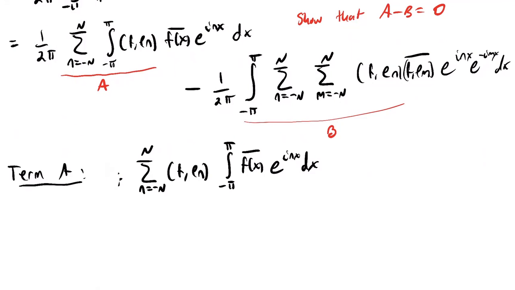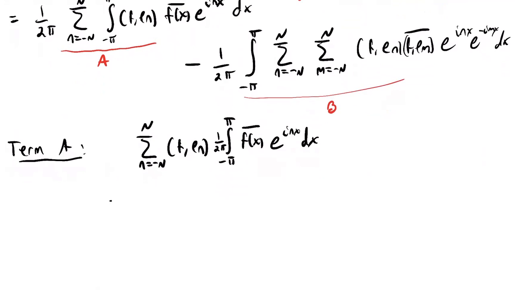Let me bring in the 1 over 2 pi. Now what I have here looks a lot like an inner product, except the role of the conjugates are reversed. In particular, this is now the sum from n equals minus N to N of the Fourier coefficient, f comma en. And now I have this other inner product, en with f, because I've switched the roles: the conjugate is on f and not the exponential. The second term in the inner product is always what the conjugate lands on.